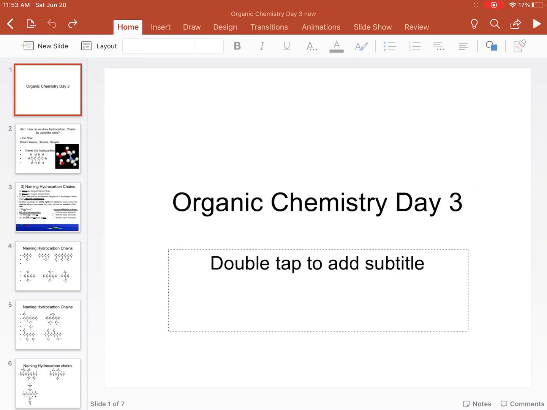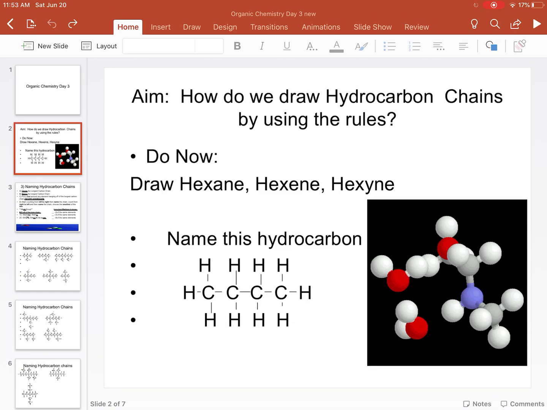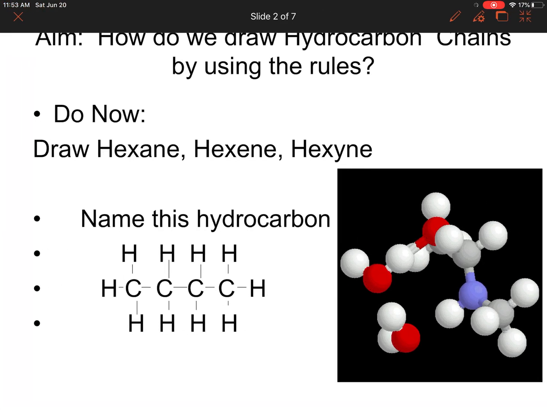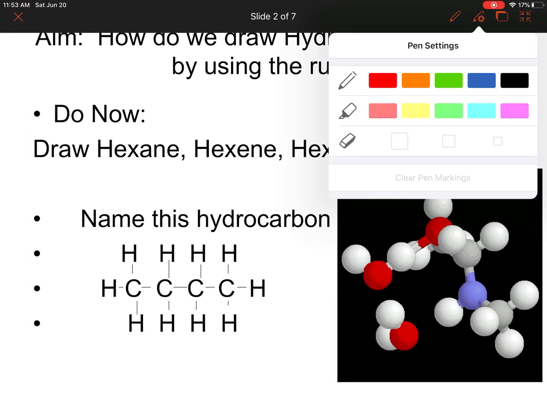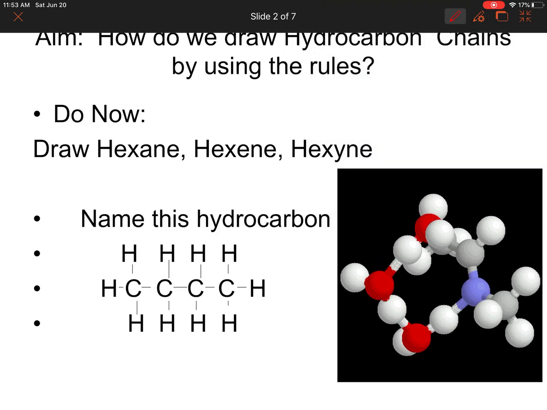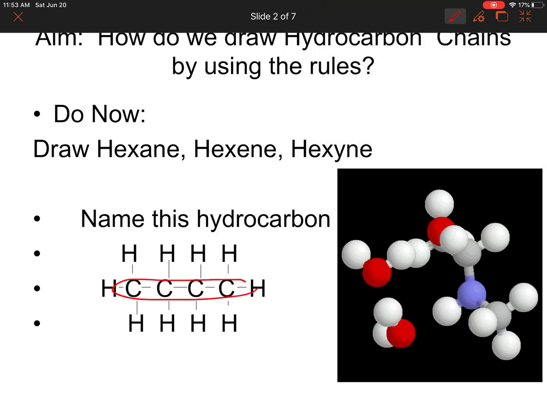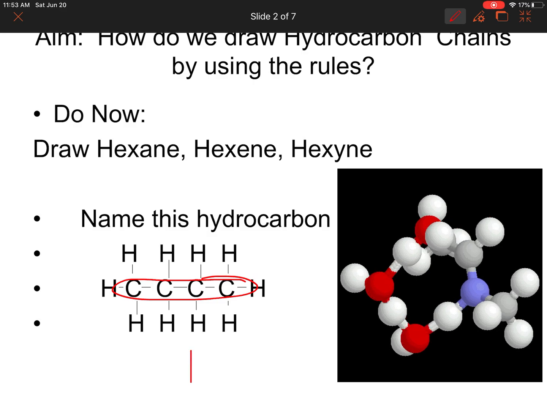Organic Chemistry Day 3. How do we draw hydrocarbon chains by using the rules? So let's look at the do now here. Press pause and do the do now question, please. Name this hydrocarbon. Okay, 4-carbon chain. According to Table P, that's but-.